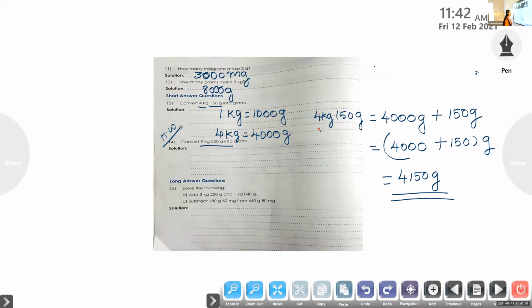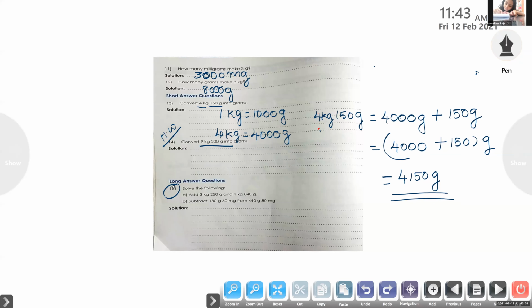Those who haven't completed the question, please complete it. Those who have completed, they can try to do question number 15.